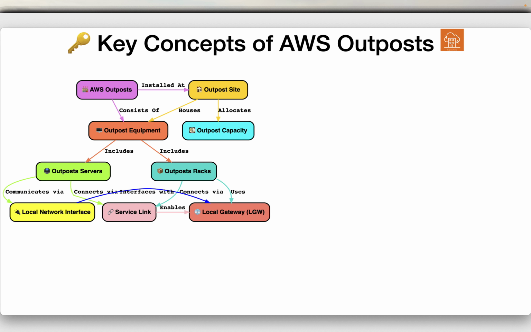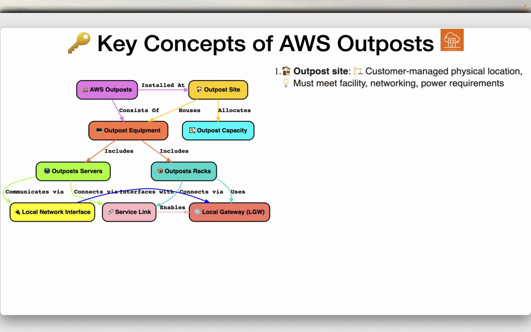So key concepts of AWS Outpost. First is Outpost site, which is a customer managed physical location. An Outpost site refers to the physical buildings managed by the customer where AWS installs the Outpost. The site must meet specific facility, networking and power requirements to accommodate the Outpost.